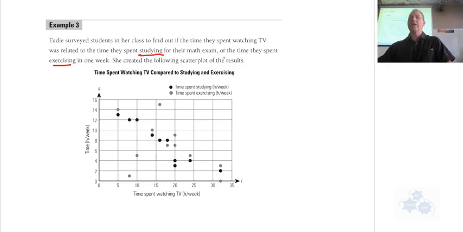So here's the thing. She asked, how many hours do you spend watching TV per week? And she asked a number of people, right? And then she also asked them, how much time do you spend studying? And how much time do you spend per week exercising? So there's 3 questions she asked a number of different people here. Okay?